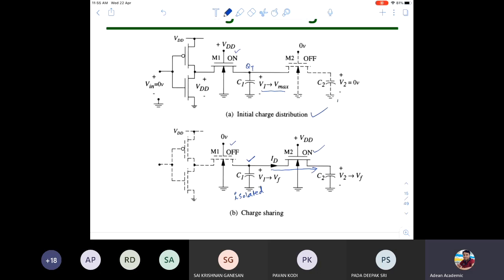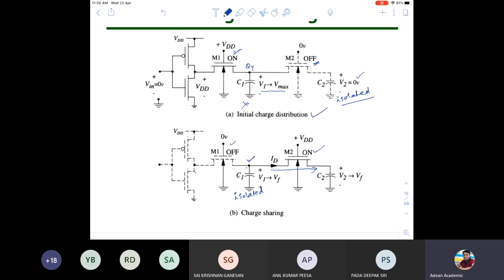Earlier, this capacitor was isolated. Isolated means initially it was 0. This is off anyhow. Therefore, nothing will happen in the C2. C2 is just isolated, which is holding 0 voltage. And C1 is not isolated. It is connected to the output of the CMOS inverter through the on switch. So this is not isolated initially. This is isolated. This is not isolated. Now this is isolated because it is not connected to the inverter.